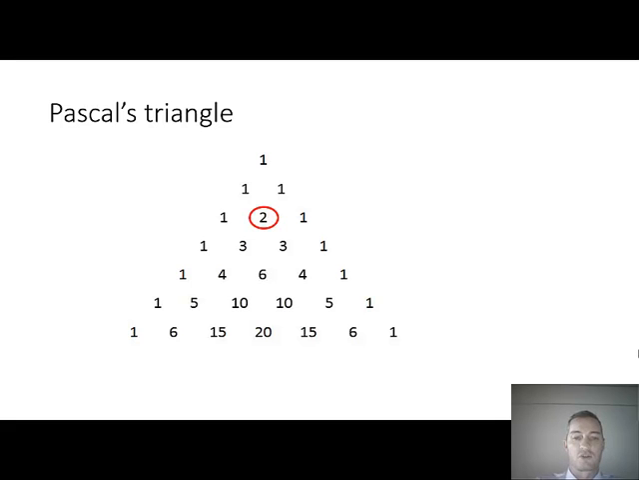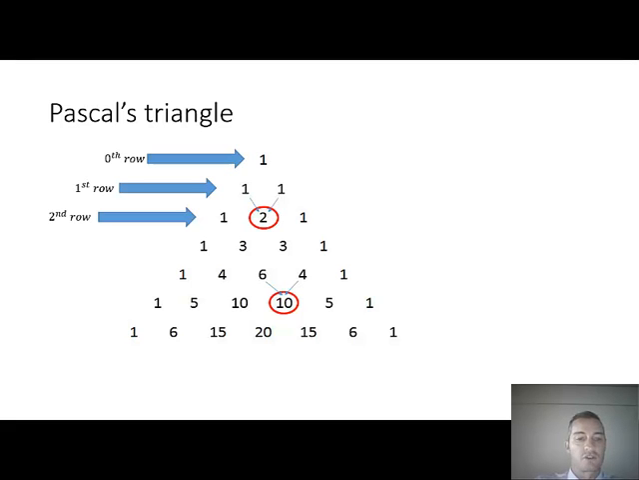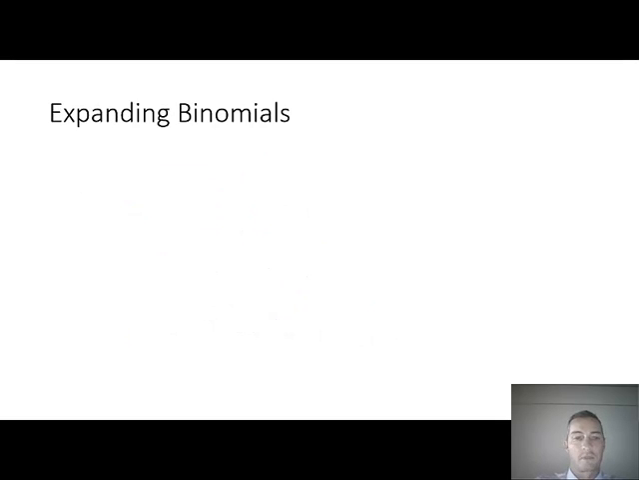So this 2 is equal to 1 plus 1. This 10 is equal to the 6 plus 4. In terms of naming conventions, this is the 0th row, this is the first row, second row, etc. And the first term, what we'd normally think of as the first term, is actually the 0th term. And that information will become important later on.